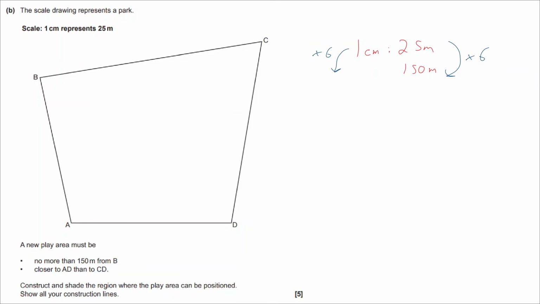1 times 6 gives you 6 centimeters. So this is where you're going to get your compass out, okay? And we're going to be measuring 6 centimeters from B. You're going to get an arc around here. So let's take our compass, which is here, and you want to make sure that it has a length of 6 centimeters.